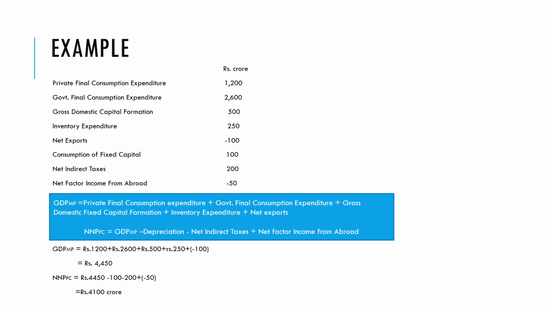Let's take an example here. Suppose we have been given this data for a company. In order to arrive at the GDP at market price, we will add private final consumption expenditure of 1200, government final consumption expenditure of 2600. To this, we are going to add gross domestic fixed capital formation of 500, inventory expenditure of 250, and the net exports, which is negative here in this case. So we will add the negative 100, which is minus 100. And we will get the GDP at market price of rupees 4,450 crores. To this, we will adjust depreciation of 100, net indirect taxes of 200, and net factor income from abroad of negative 50 to arrive at the national income.